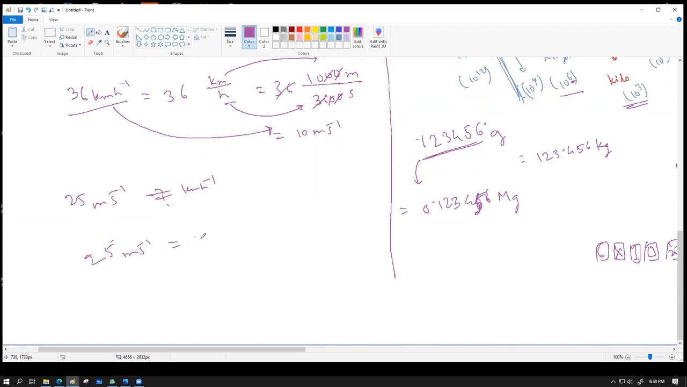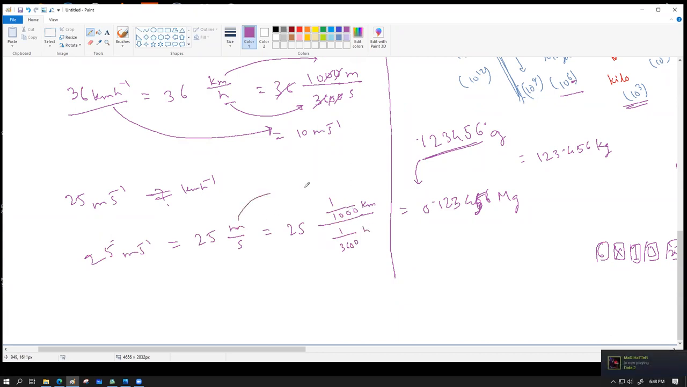25 meter per second can be written as 25 meter divided by second, which can be further written as 25 into 1 by 1000 kilometer. Now this is the part that I really want you to understand. And 1 second can be written as 1 by 3600 hour.